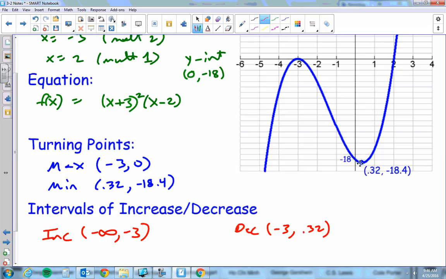Because that's the next turning point. It turns upwards there and stops decreasing and starts increasing. And so now it's increasing from there on forever. So once again, the turning points are the breakout points from when it was increasing to decreasing, and vice versa.